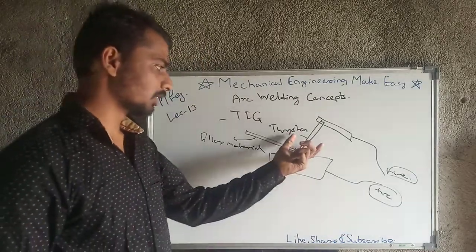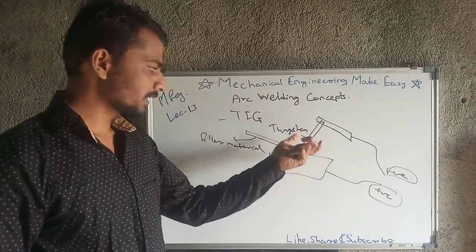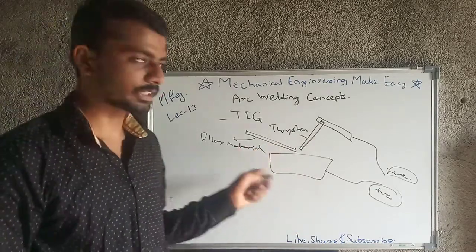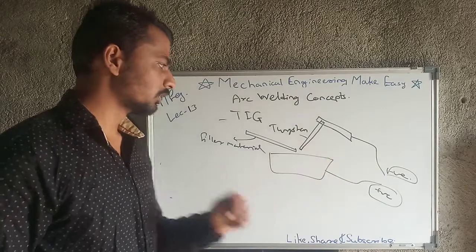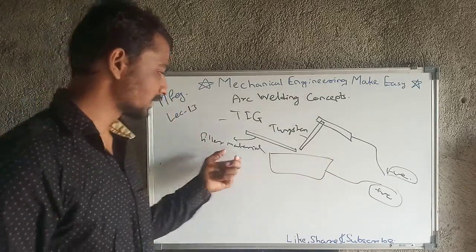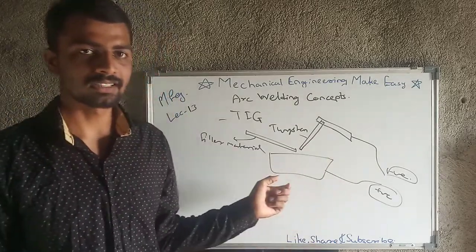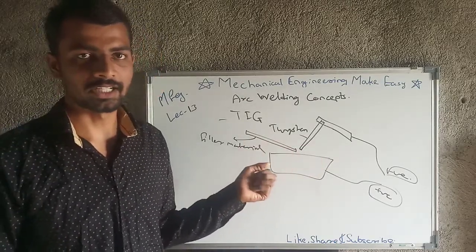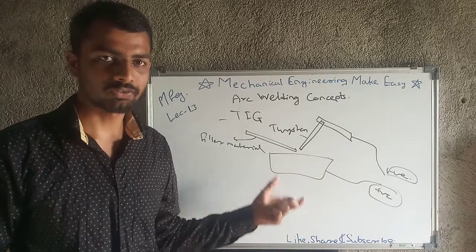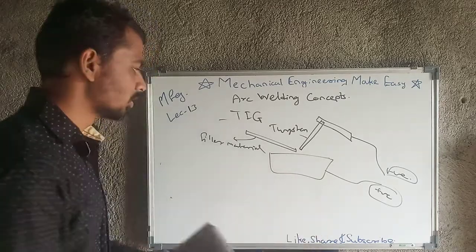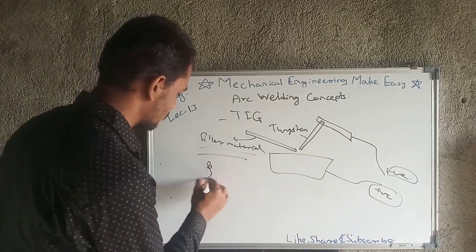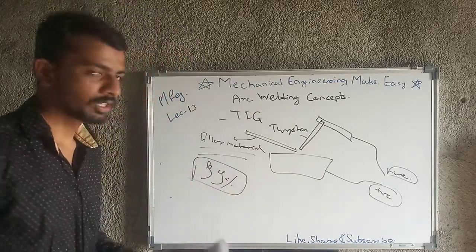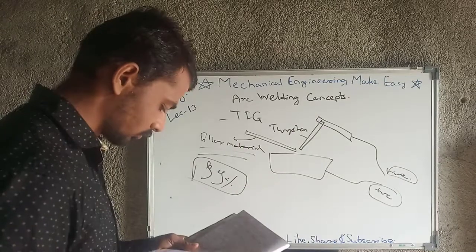And if the rod is consumable, then we will not need any extra filler material. But if the electrode is not consumable, then we have to use extra filler material. In some cases, even if the electrode is non-consumable, we don't have to use any extra filler material. That will depend on what kind of welding we are doing. But probably 99% of the time, I will say, we have to use filler material. So note down all these points.